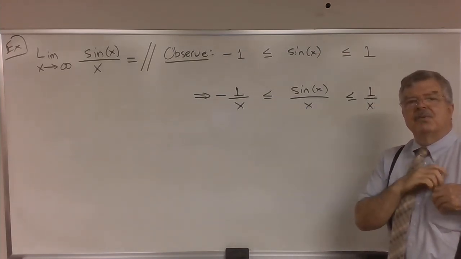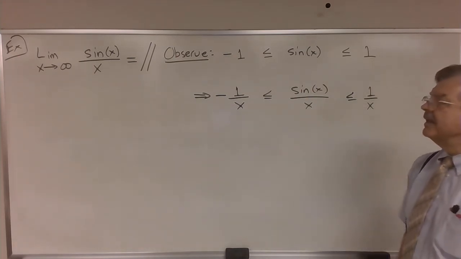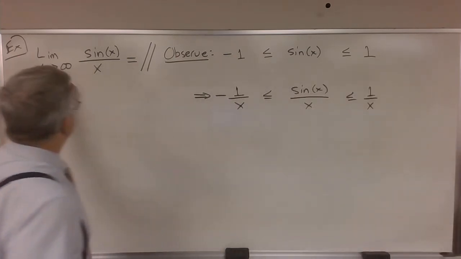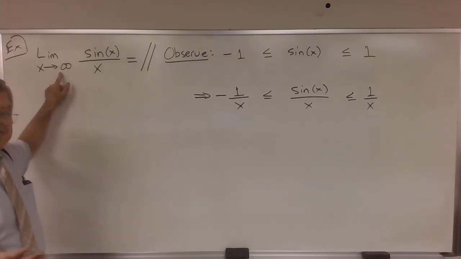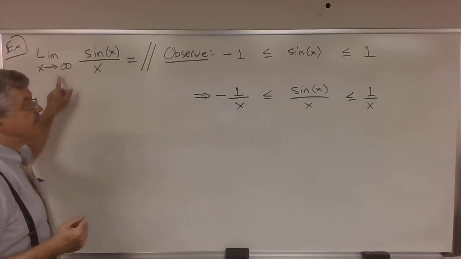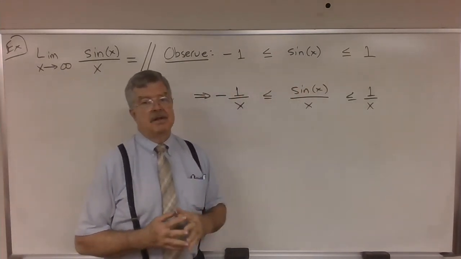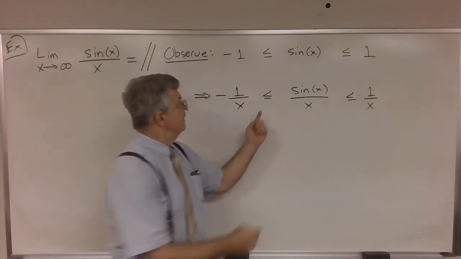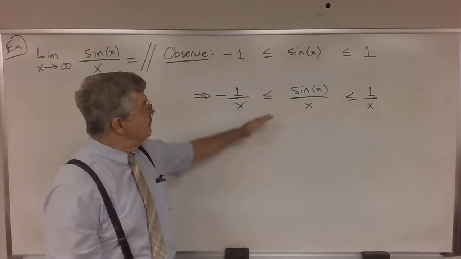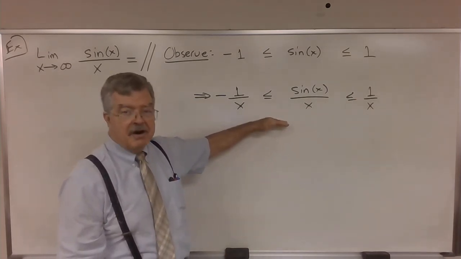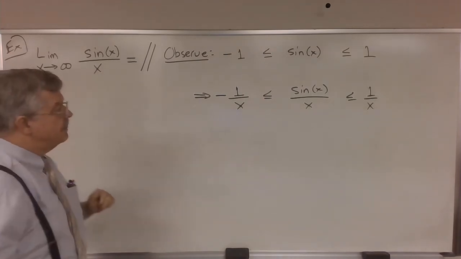And in case you're wondering about the signs of the inequality, since x is approaching positive infinity, we can assume that x is positive. So we just divided all three sides of this inequality by a positive number. The signs stay the same. And this looks pretty good. This is starting to look like what we're dealing with.